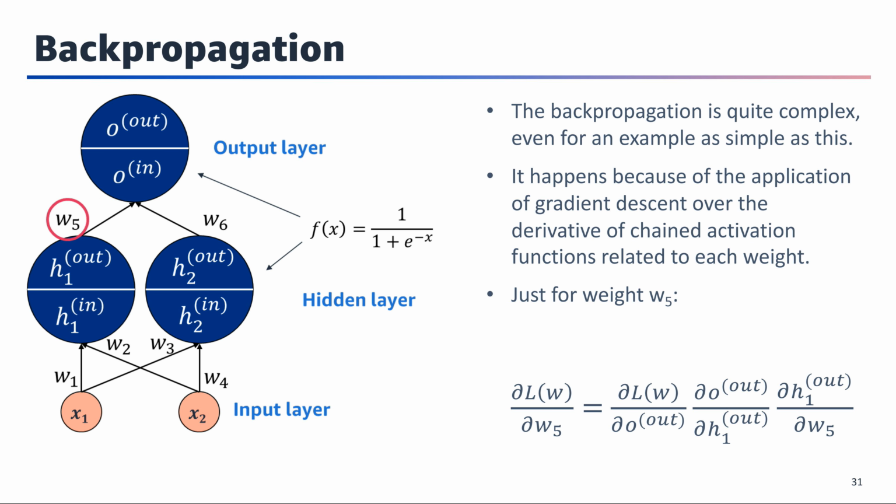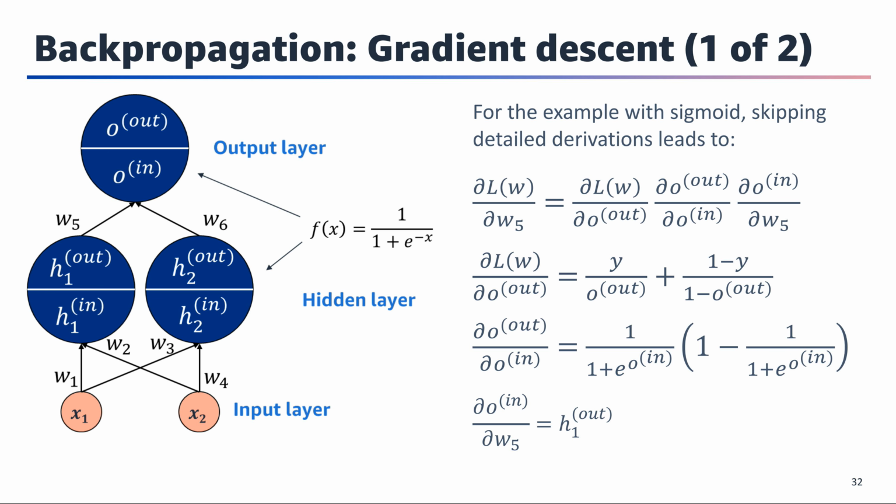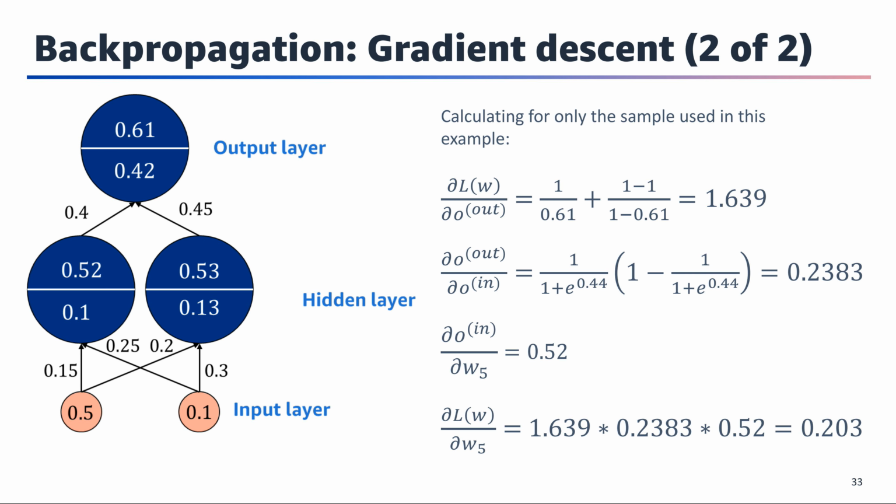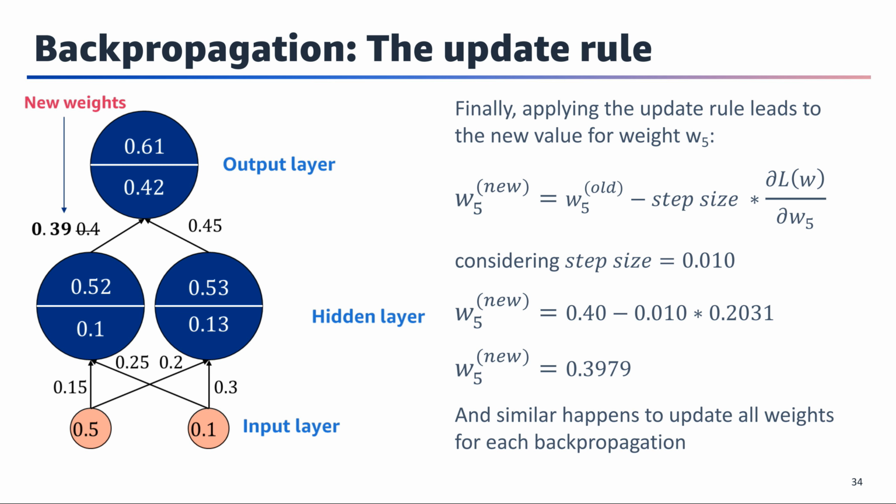The backpropagation process is quite complex, even for a simple example like this. It involves applying gradient descent over the derivative of chained activation functions related to each weight. For the example with sigmoid, skipping detailed derivations leads to the following equations. Then, calculating for only the sample used in this example, we have the following by substituting the example values. Finally, applying the update rule leads to the new value for weight W5. Considering the step size of 0.01, we can calculate the new weight. This process is followed to update all weights for each backpropagation.